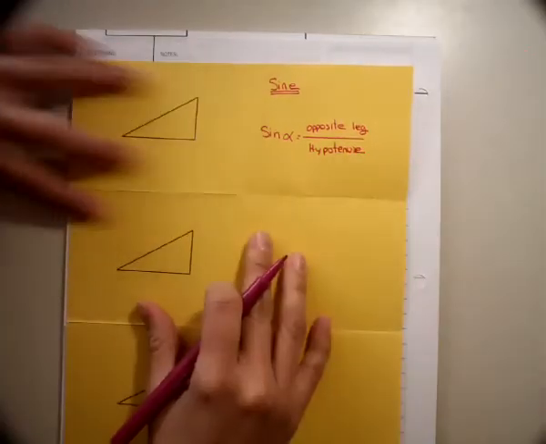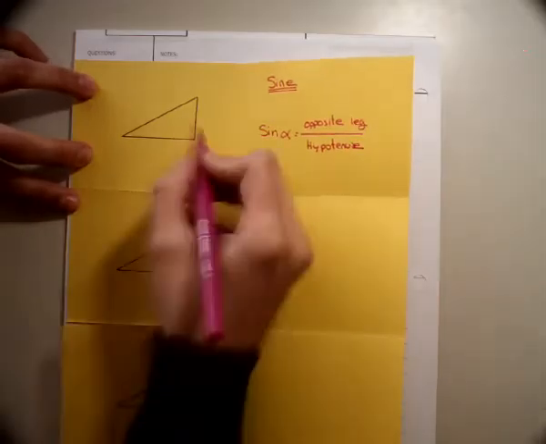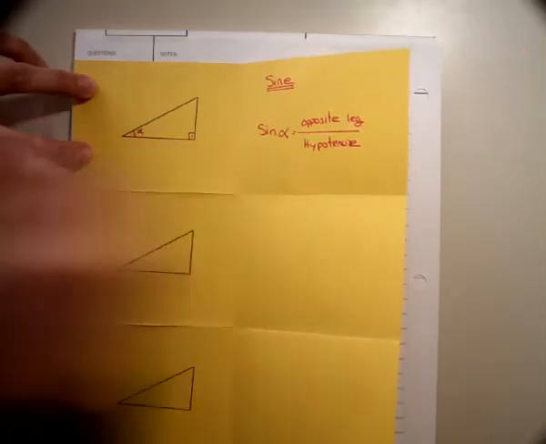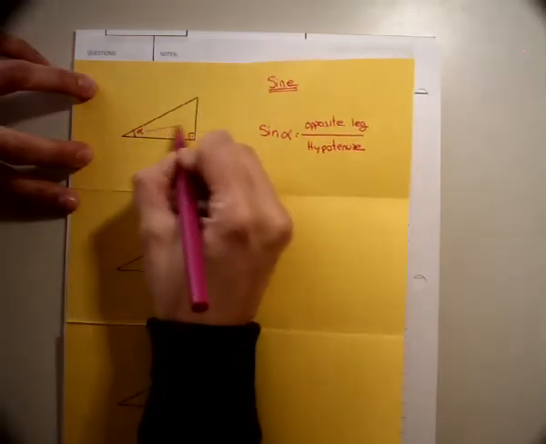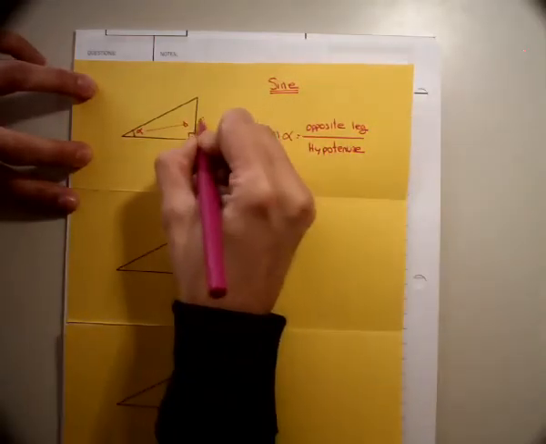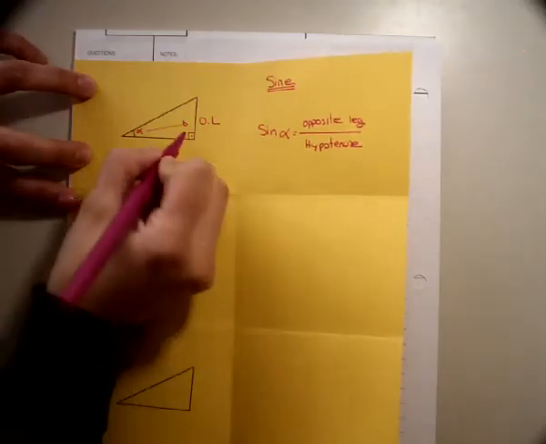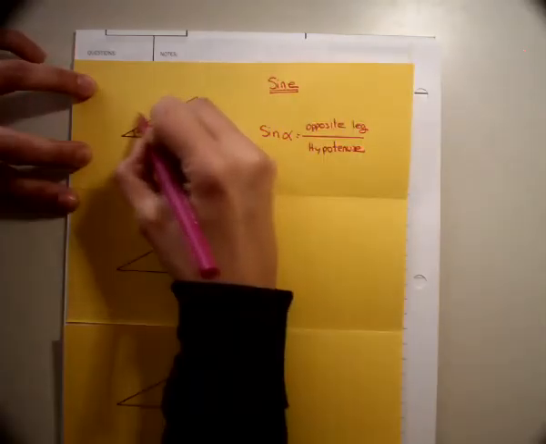So let's draw here a little sketch to clarify and to remember what the opposite leg and the hypotenuse were. In this case, we have our right triangle with our right angle, and this one is going to be alpha, our acute angle of reference. The opposite leg is the one that is in front. And the hypotenuse, remember, is always the one that is in front of our right angle.